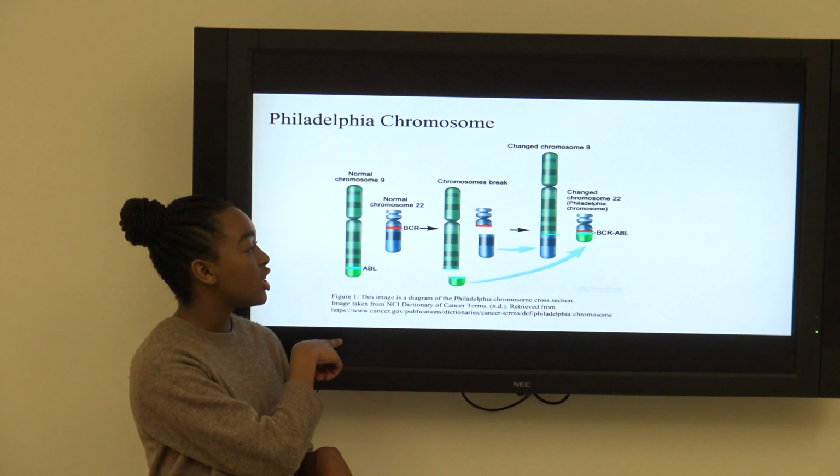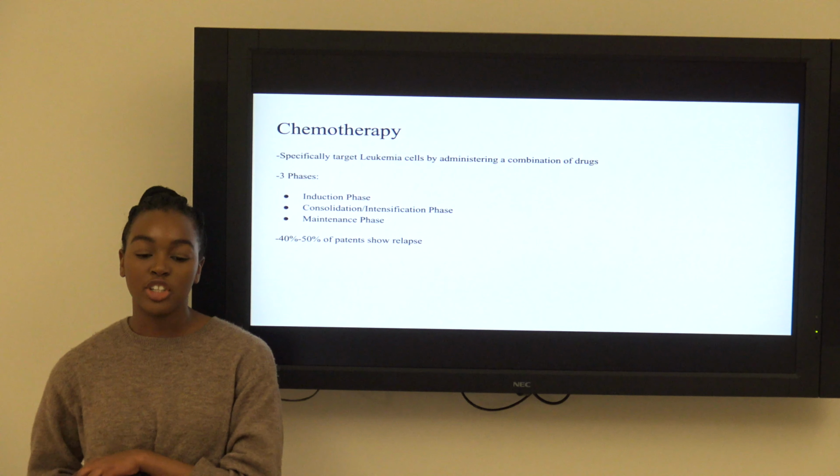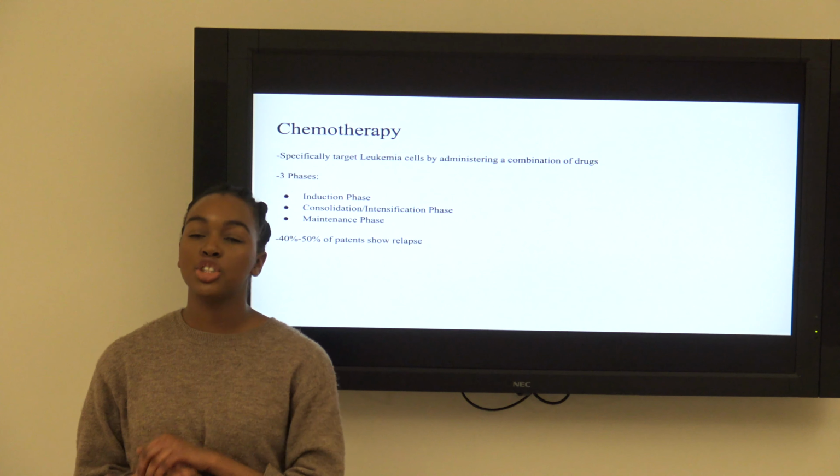It occurs in 3 phases: the induction phase, which is the administration of the combination of drugs; the intensification phase, which is a further dosage of the chemotherapy drug just to ensure there are no more leukemia cells in the bloodstream or the bone marrow. And typically after this step, if remission does occur, so if no more leukemia cells are found in the bloodstream or the bone marrow, a stem cell transplant is recommended. And then after that, the maintenance phase is done just to ensure immunity is at its highest, so no more diseases or infections can occur after.